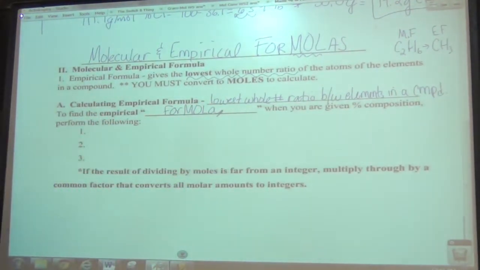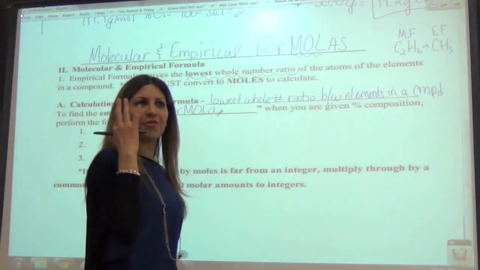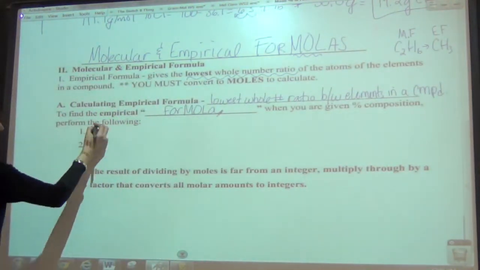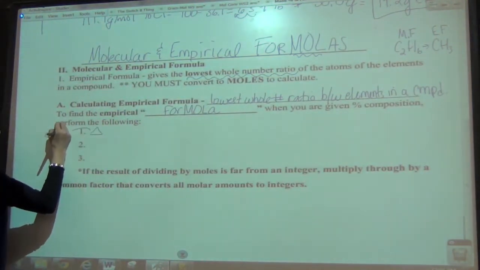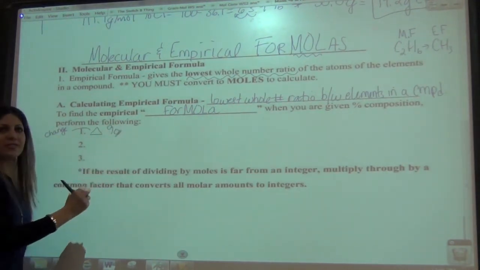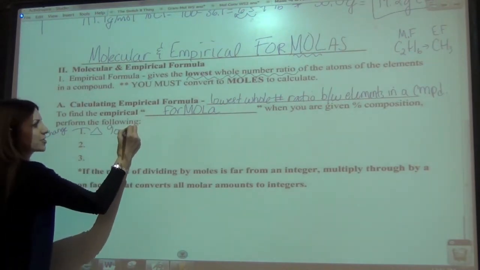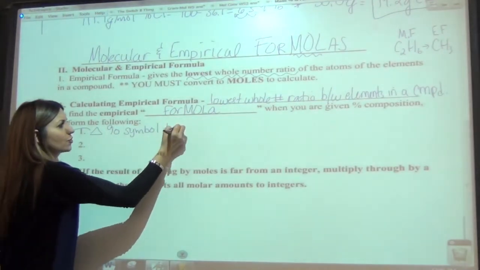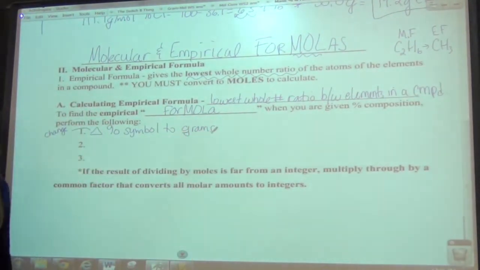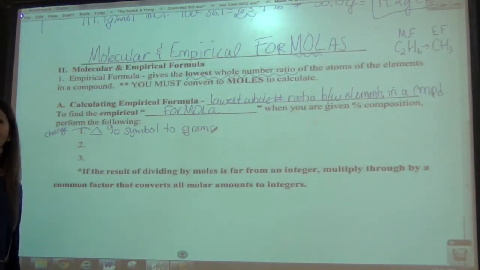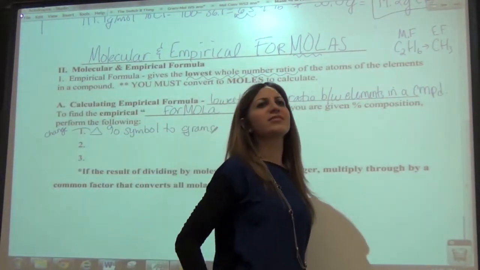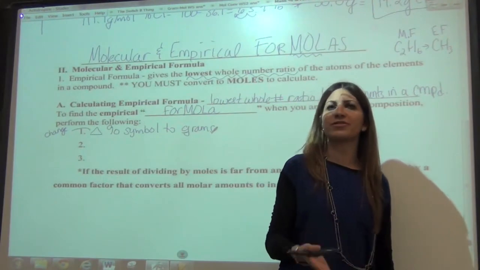Good. Formula. When you're given percent composition, you're going to perform 3 steps, okay? The first one is the easiest of all the steps. I'm going to use a triangle for change. The first step is, if you are given percents, you are simply going to change your percent symbol to a G, meaning grams. You literally are going to take your percent symbol, cross it off, and make it a G for grams. And the reason why we're doing this is, let's say that I said that something was 75% X and 25% Y.